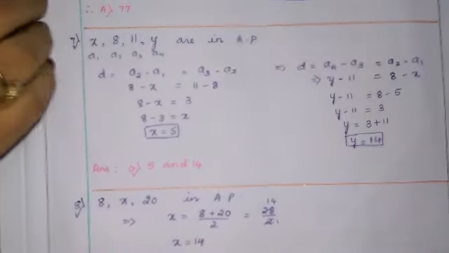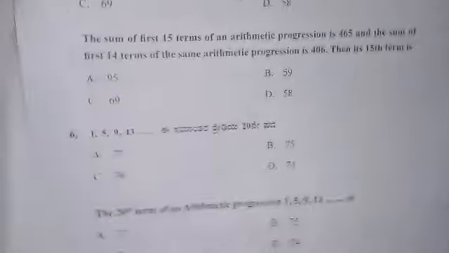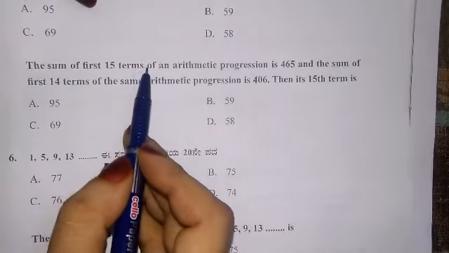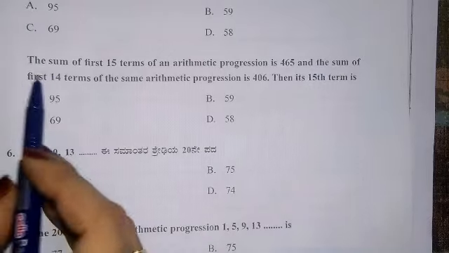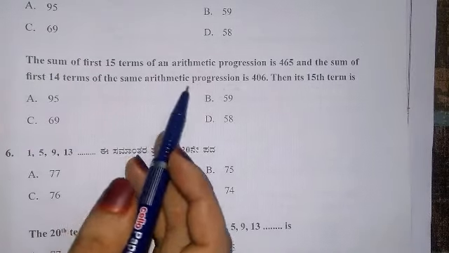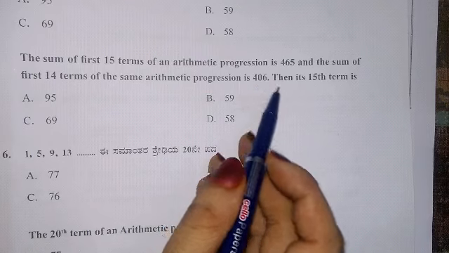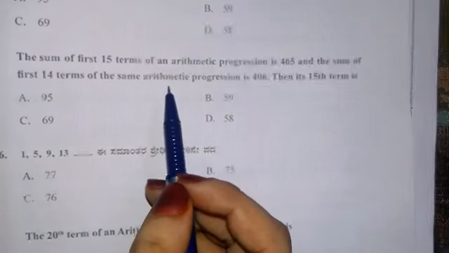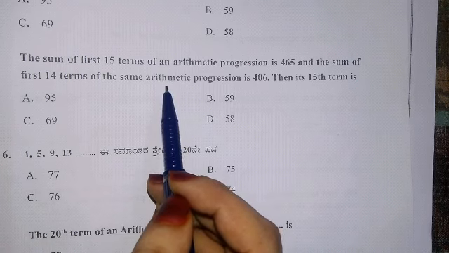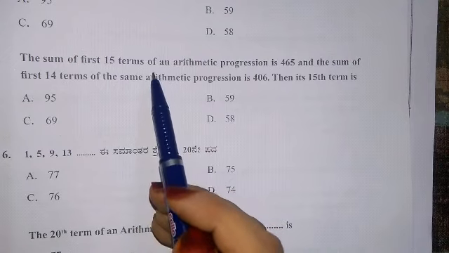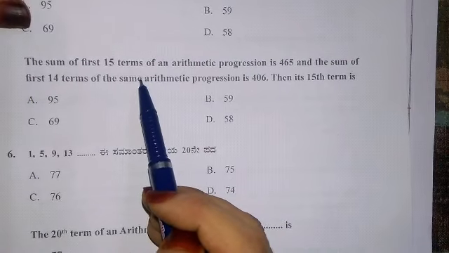In question number 5, you can see the sum of the first 15 terms of an AP is 465 and the sum of the first 14 terms of the same AP is 406. Then its 15th term is... This is also a repeated question, not in model paper 1 but in the important problems that I have solved and told you are important.